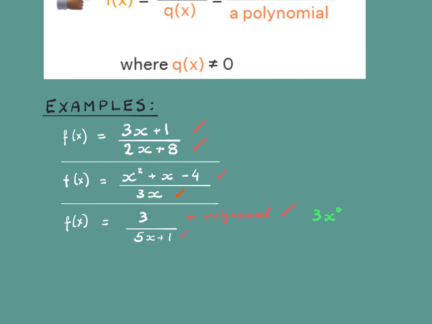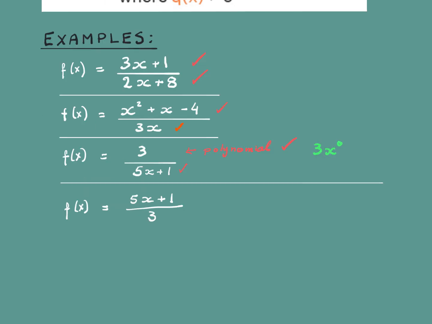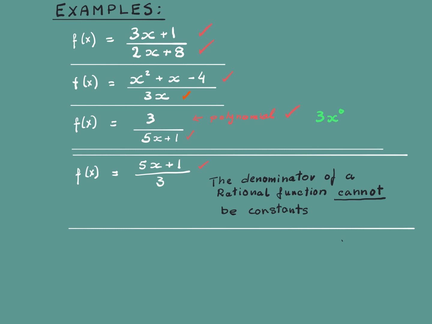I'll give you another example. Now, yes, we can say that the numerator is a polynomial and so is the denominator, but in this case, it's very important that you understand that the denominator of a rational function cannot be a constant. And so this is not a rational function. In fact, we call this a linear function.